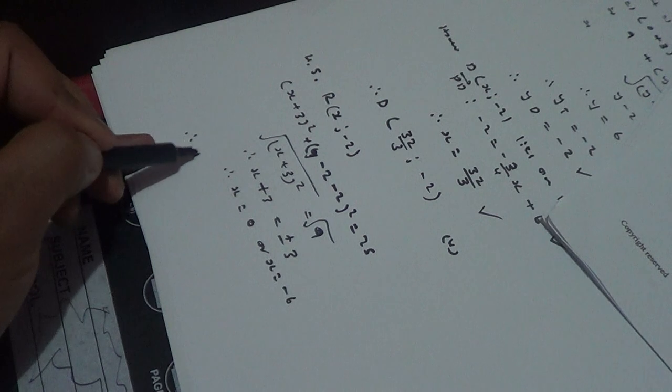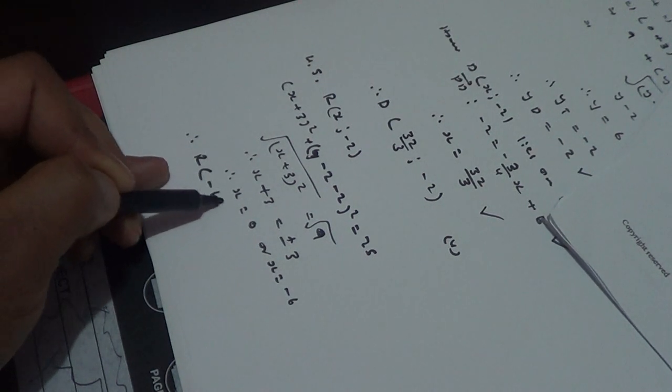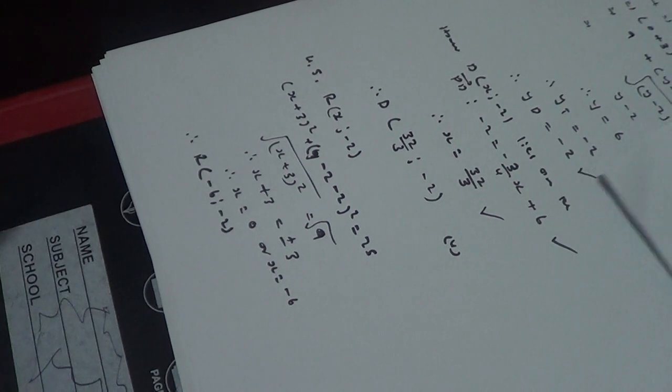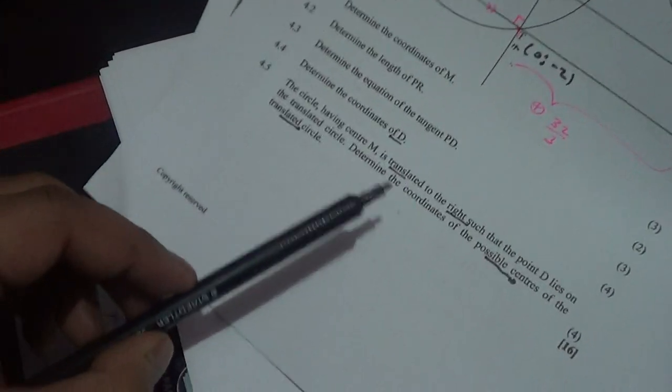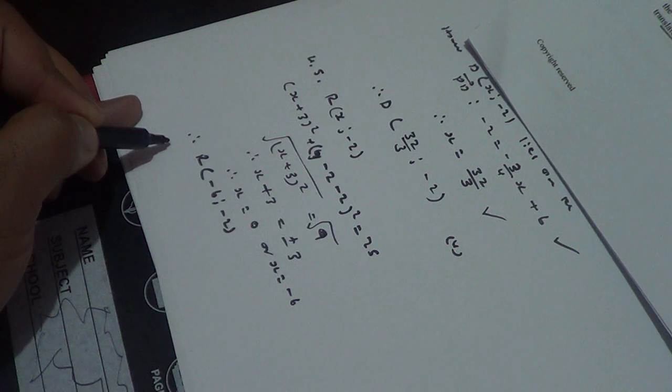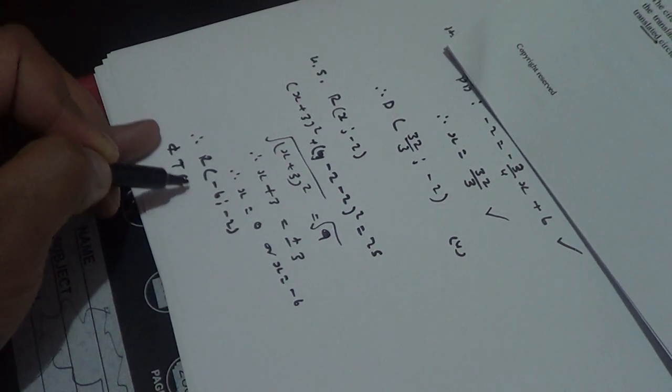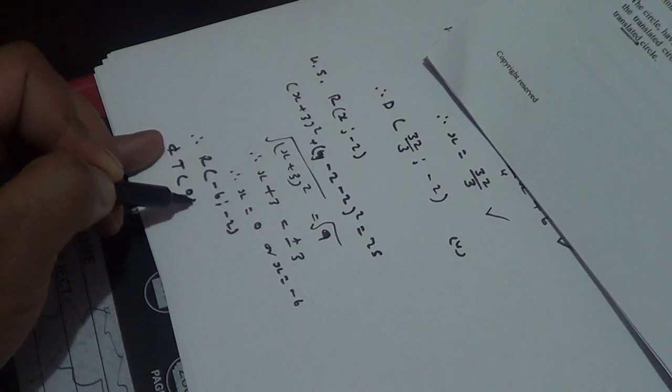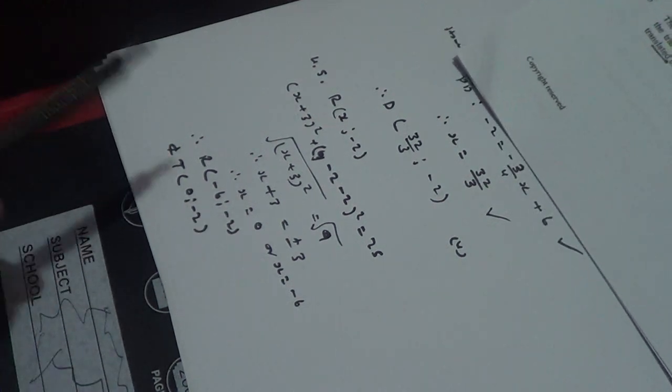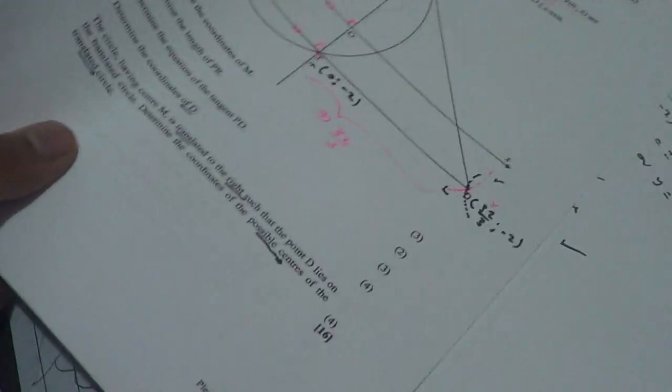Therefore, we can say R is the point (-6, -2). That R is important because without R we won't be able to work out the rest. And we can say here T is the point (0, 2√2)... We determined that one above. Alright.